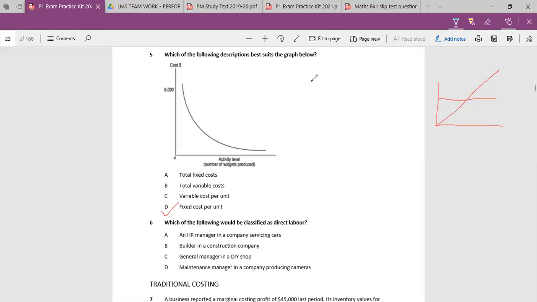Assume that initially the total fixed cost is 10,000 and the number of units, let's start with 100. So how much is the fixed cost per unit?